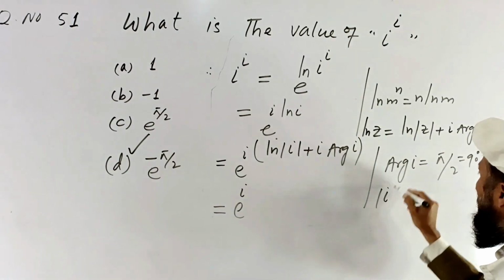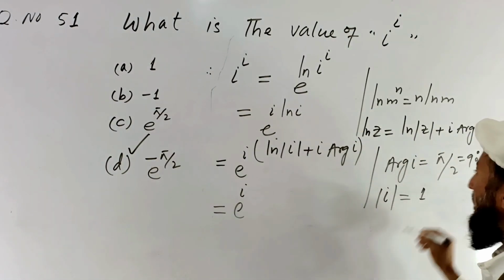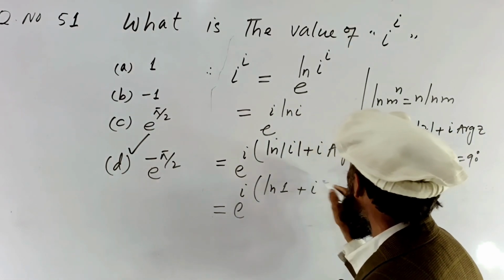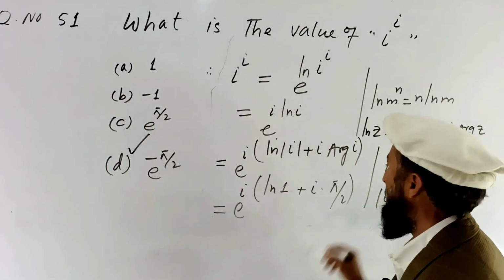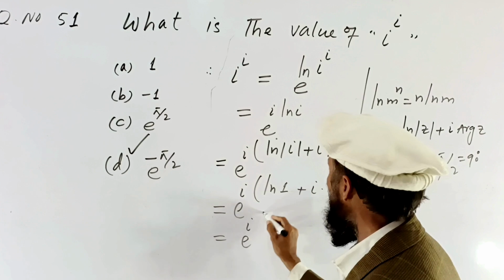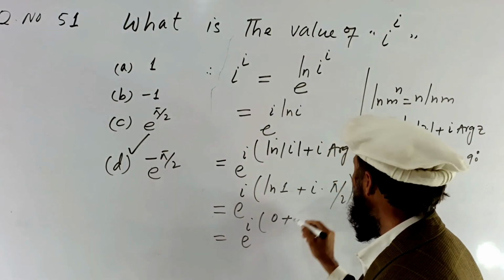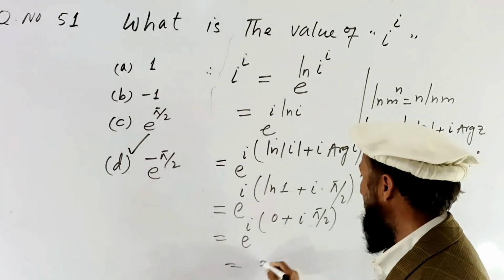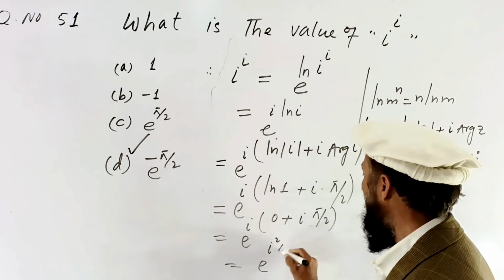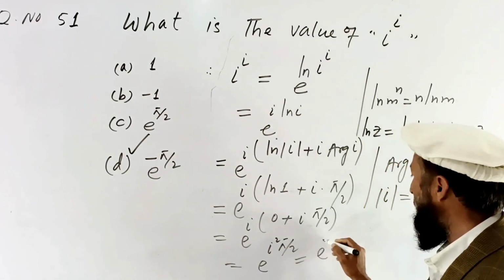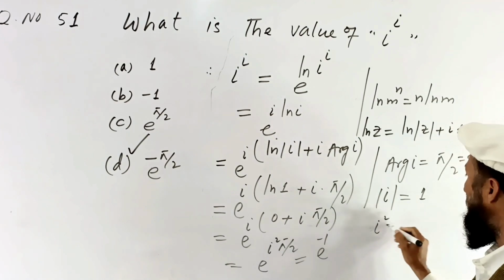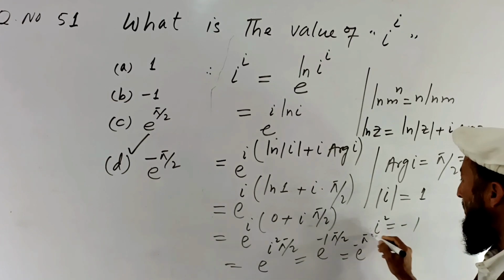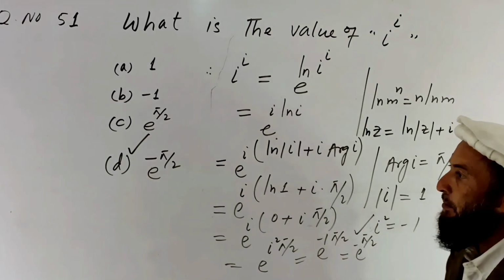So e to the power i times log of iota. We know that the absolute value of iota is equal to 1. So log of 1 plus iota pi by 2 is equal to e to the i times log of 1, which is 0, plus iota pi by 2. If we multiply iota by iota pi by 2, we get iota square equal to minus 1, so the result is minus pi by 2. The correct answer is e power minus pi by 2.